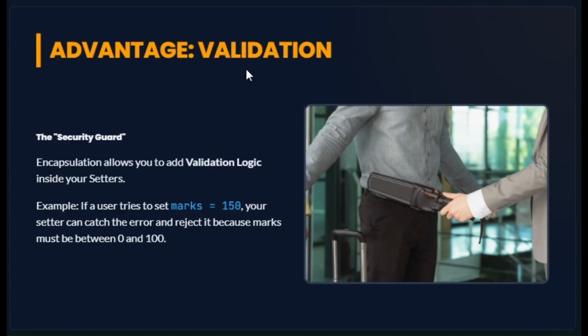This leads us to the biggest advantage, validation. Think of a setter as a security guard. In procedural programming, anyone can walk through the gate. In an encapsulated program, the guard checks your ID and your luggage. If a user tries to set their exam marks to 150, your setter can catch that error because it knows marks can only be between 0 and 100. It rejects the bad data before it can even touch your private variables.